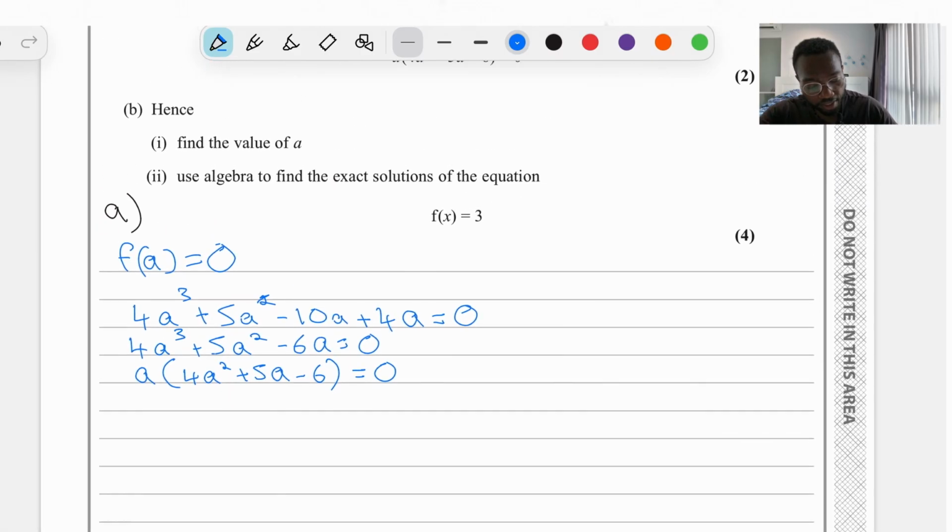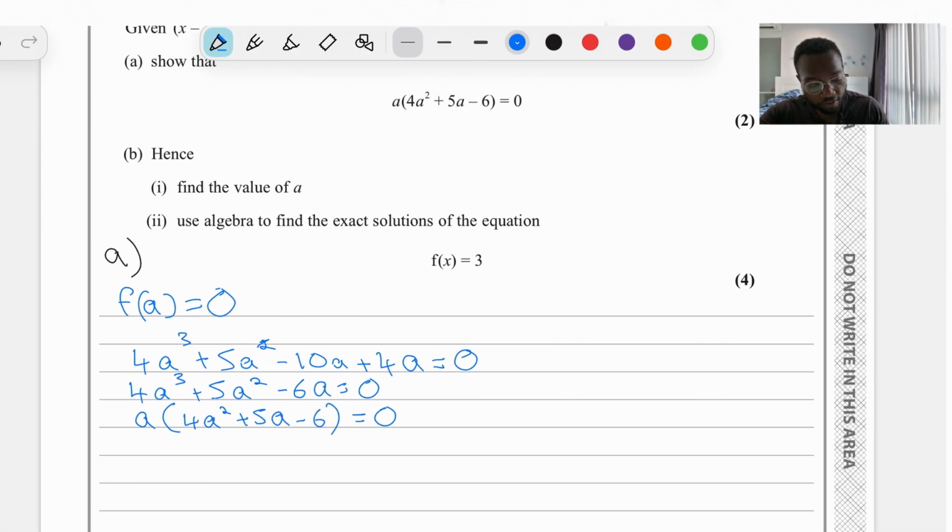And with part b now, it just says we need to find the value of a and then use algebra to find the exact solutions of the equation f of x equal to 3. So for that first bit, all we need to do is find the value of a, we just need to find the solutions of a. So fairly simple. We know that a is a positive constant, so even though we get a is equal to 0 as a solution, we don't include it.